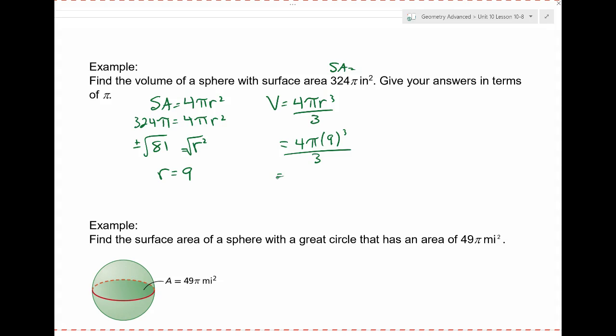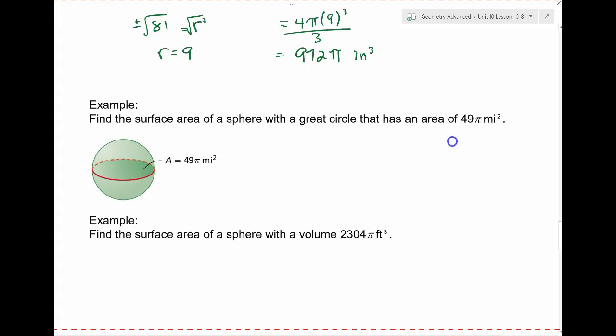There's other calculators in this dash you can use. What'd you guys get? Yeah, 972, right? Pi, and what's our cubic inches? Is that right? Guys, that's how easy it is.